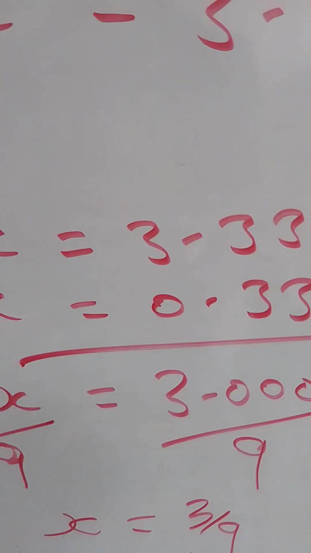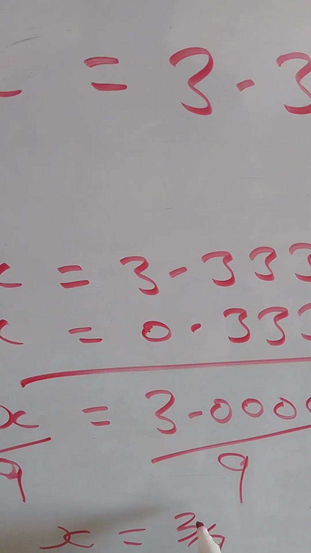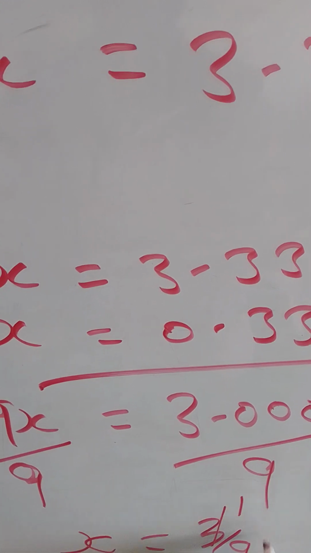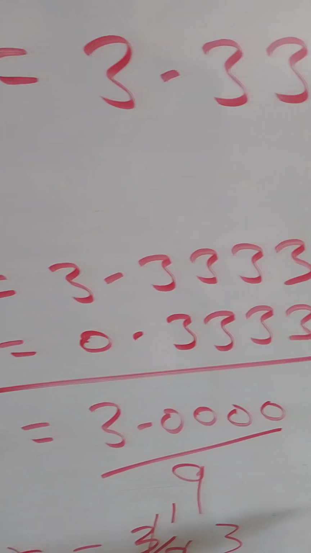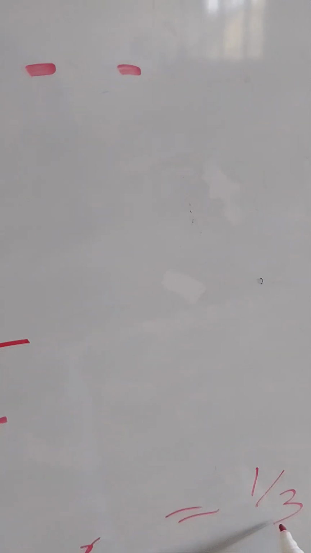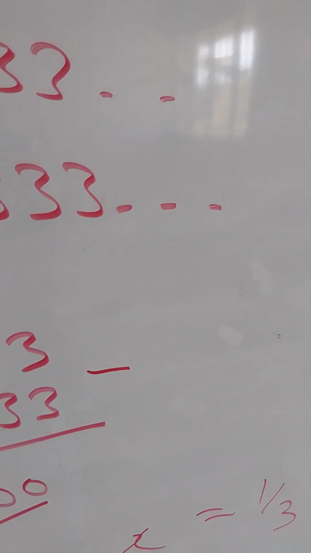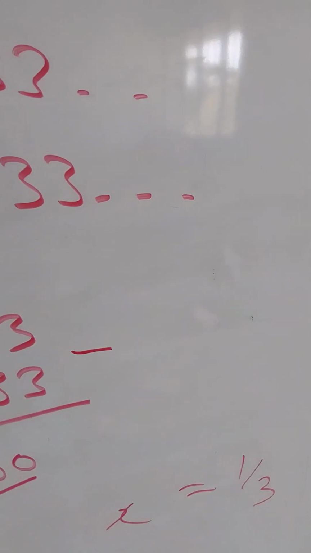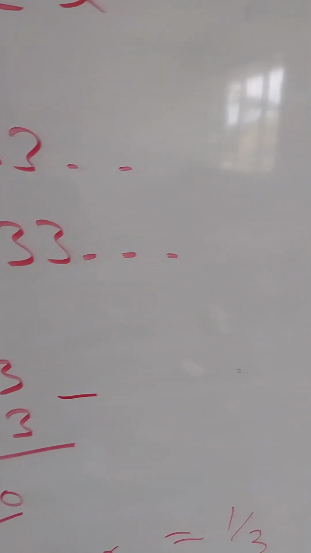And x equals 3 over 9 can be simplified further by dividing by 3, 1 by 3, 3 to give us x equals 1 over 3. So 0.333 recurring converted into a fraction becomes 1 over 3.